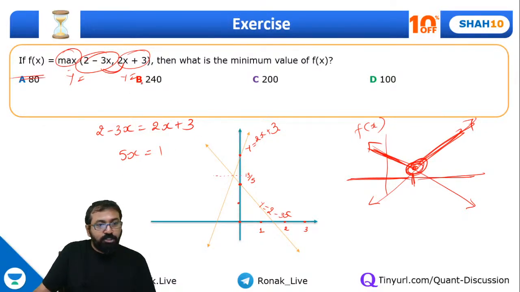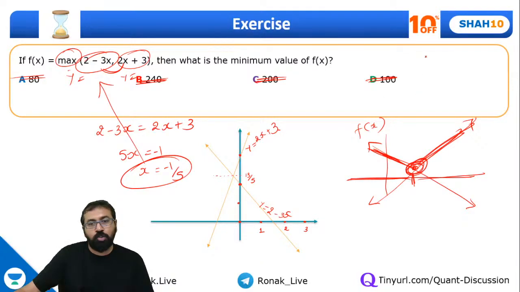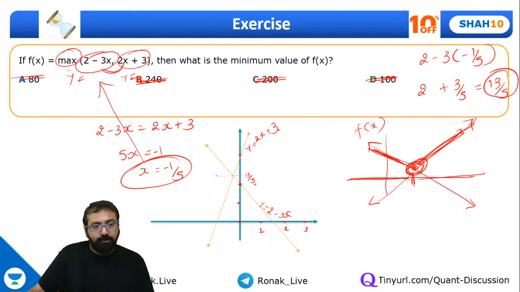Guys, ignore these options, please. I'll get 5x equal to 1, or minus 1, so x equal to minus 1 by 5. Just plug in that value in any one of the equations. So 2 minus 3 into minus 1 by 5 will come out to be 2 plus 3 by 5, which is 13 by 5. And if you check, this point is that 13 by 5. So here it is coming the minimum.